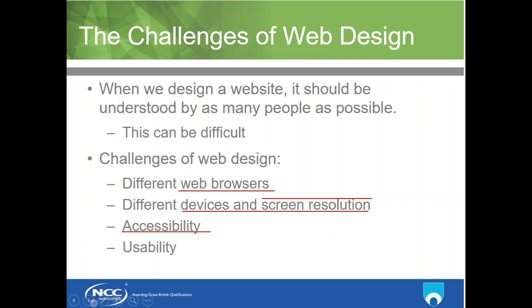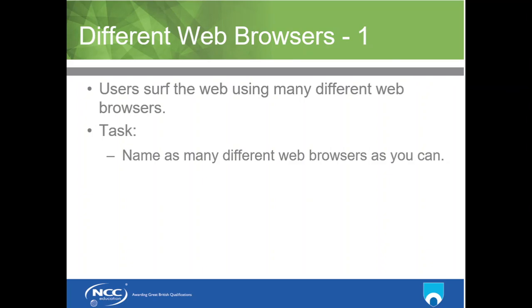Another challenge for you as a web developer is accessibility. How do you ensure that your website is friendly to people living with disabilities? So that is what we call accessibility. And the last challenge is usability. Usability, on the other hand, is how do you ensure that users of your website are able to accomplish tasks quickly and easily? So that is what we call usability. So let's look into each of these challenges that you will experience as a web designer.